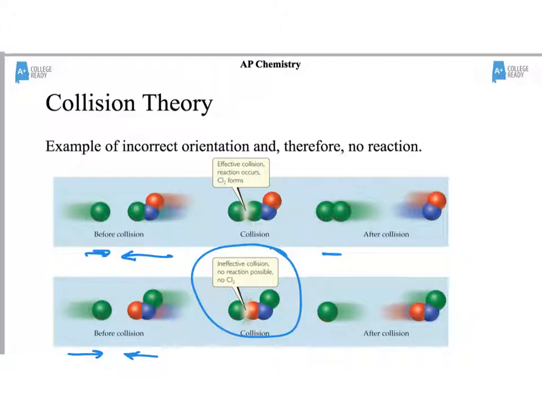It has to do with the orientation. The chlorine doesn't run into the other chlorine. It runs into the oxygen, and so that's not going to work because we're not going to make a Cl2. We didn't have an effective collision. So it's all about orientation and having enough force.